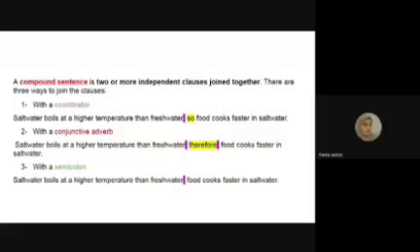So the third kind of forming compound sentences is by using a semicolon, only a semicolon. So salt water boils at higher temperature than fresh water, semicolon, food cooks faster in salt water. So we have only a semicolon that joins the two independent clauses. So let's review. A compound sentence is two or more independent clauses joined together, either by using a coordinator, a conjunctive adverb, or a semicolon.